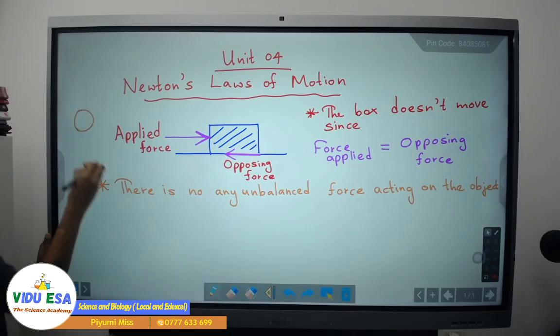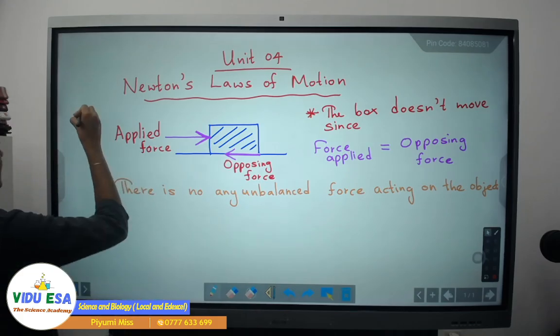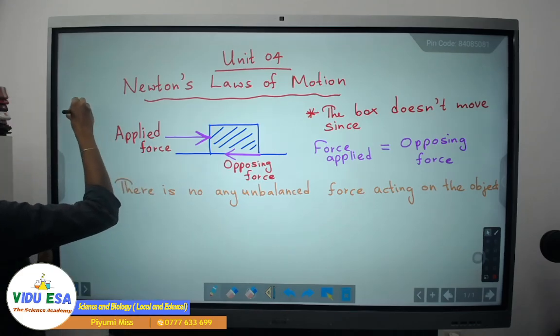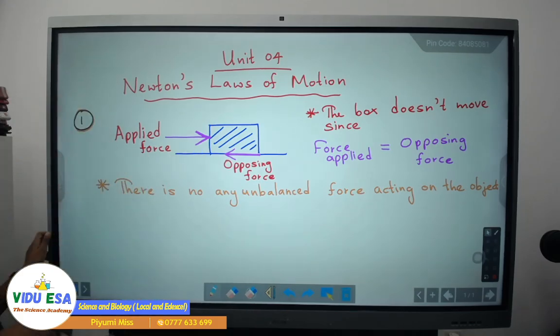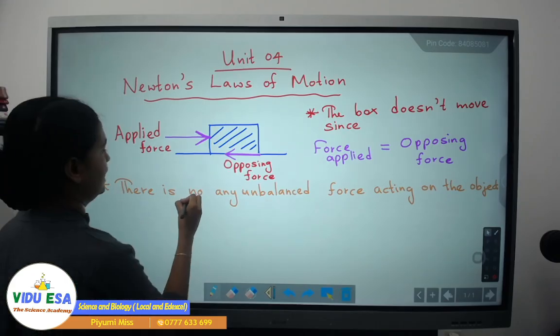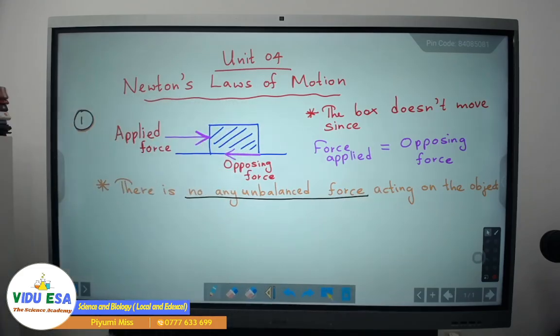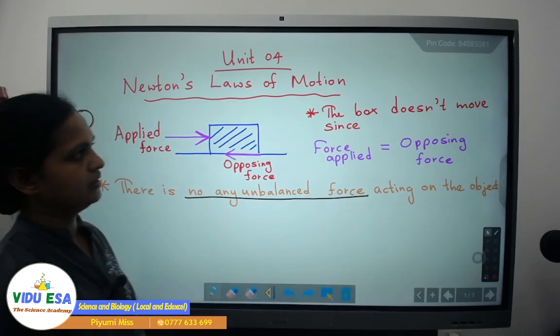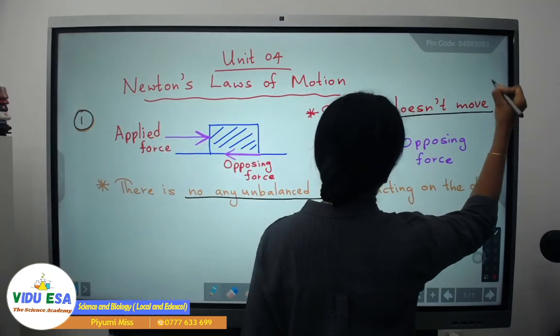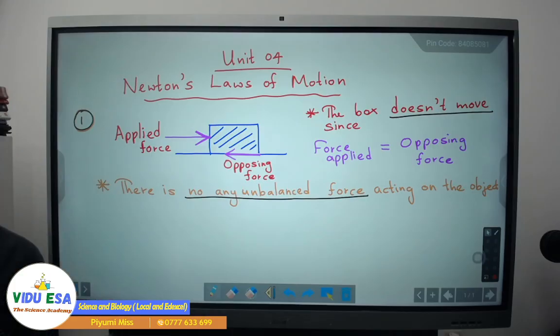When there is a force applied on an object, when there is no unbalanced force acting on the object, therefore it does not move. It doesn't move. Hari, liya ganna number 1.